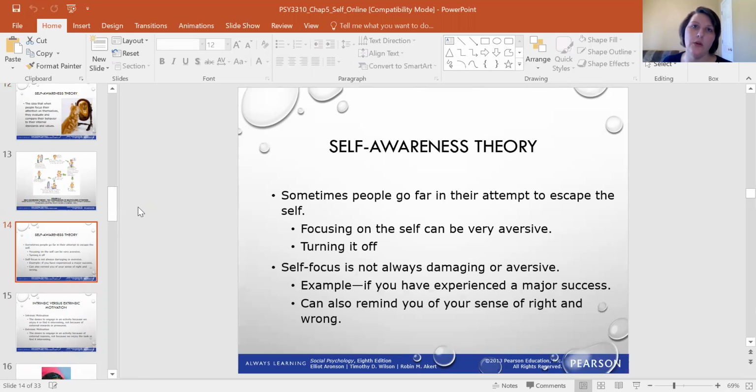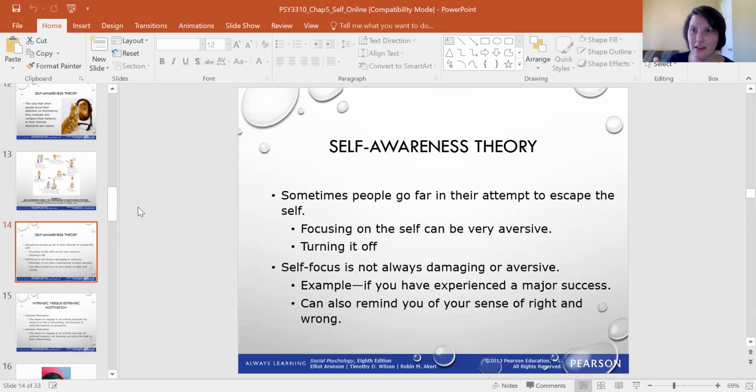Also, it can help remind you of sense of right and wrong. So you know what? Sometimes people need to see themselves doing something and they go, I need to change myself. And then it stops becoming aversive and starts becoming helpful. So for example, let's say you drink too much and you see a video of yourself and you're super drunk and you're like, I don't like this. I'm going to change this. This is helpful. This tells me what I need to do. And then you become a better person and become a healthier person because you choose not to do that anymore.